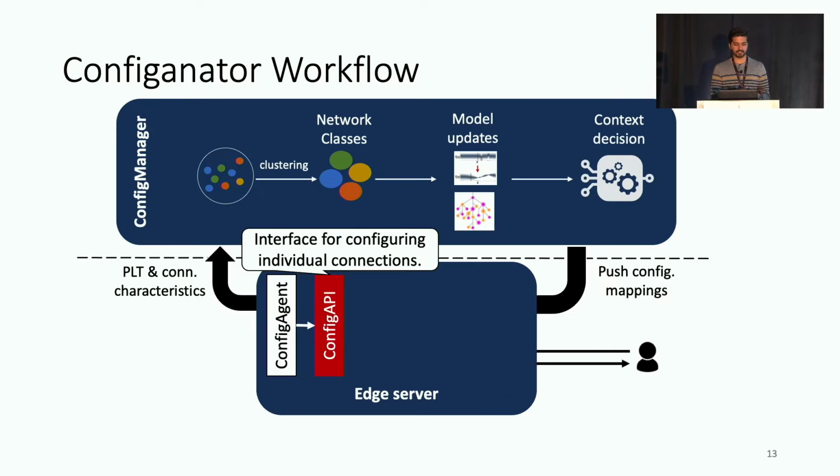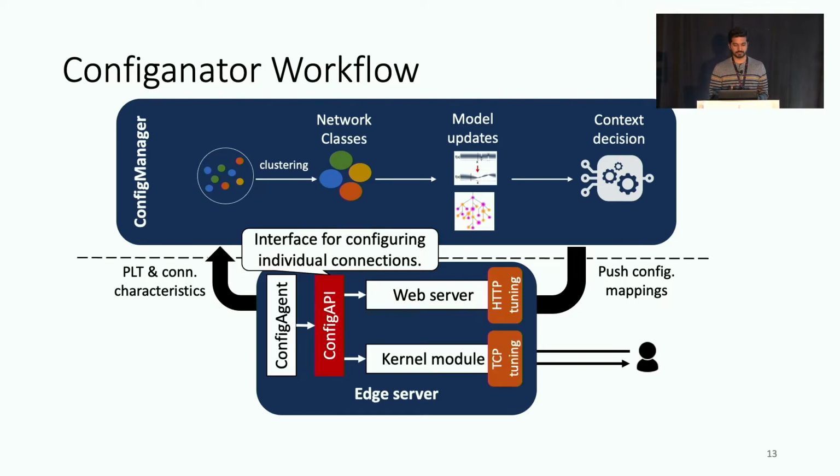Zooming into the edge server, we developed a config API as an interface that the config agent can use to interact with the connections. Since HTTP is an application layer protocol, we added callbacks to the web server that the config agent can use to tune connections at a very fine granularity. For TCP, we use a kernel module so that we can tune the socket options directly from the kernel itself.